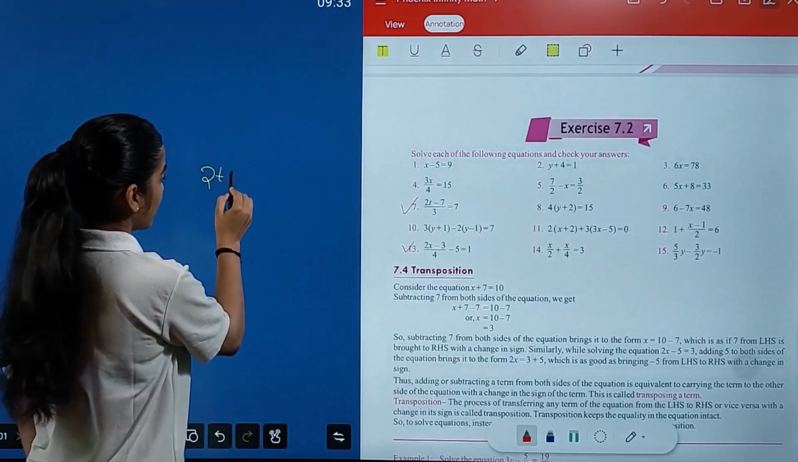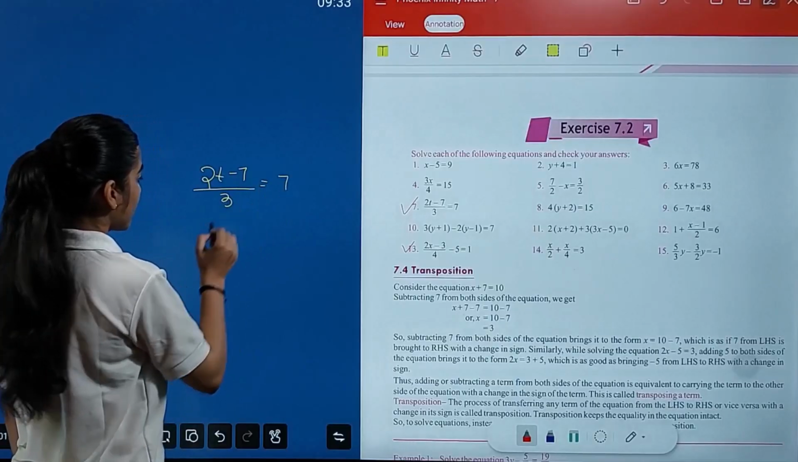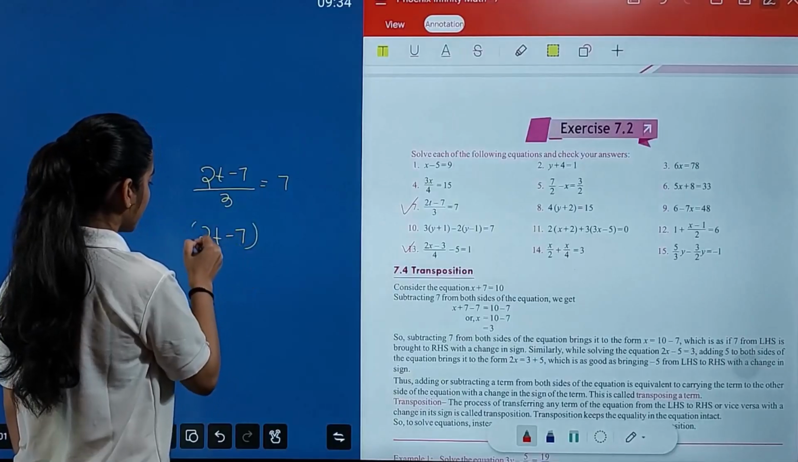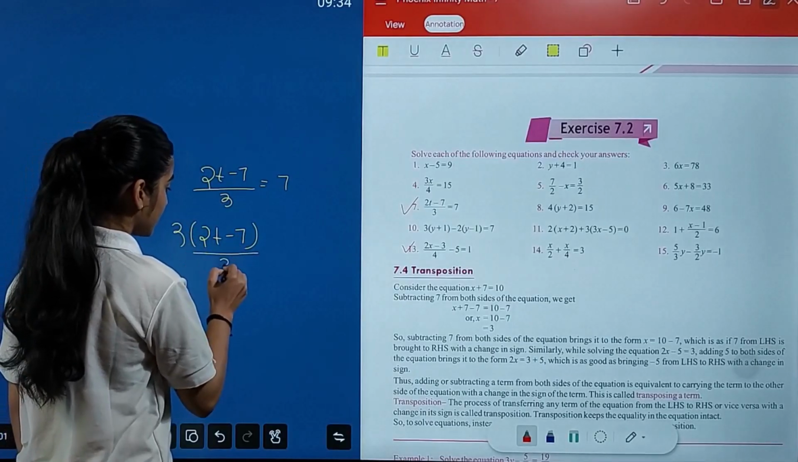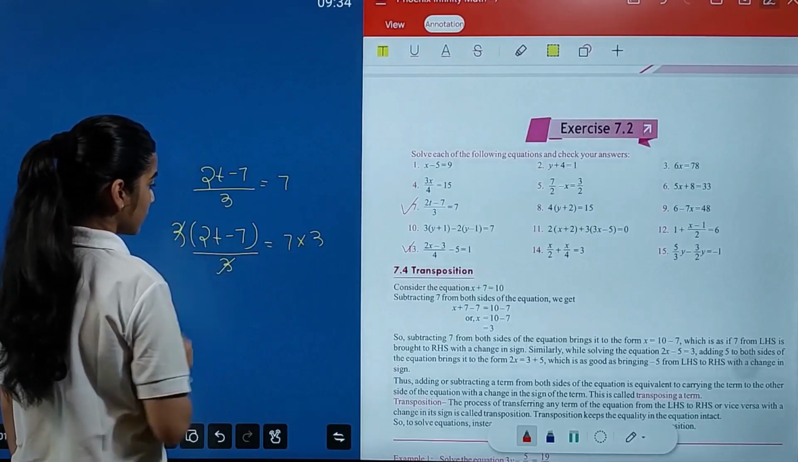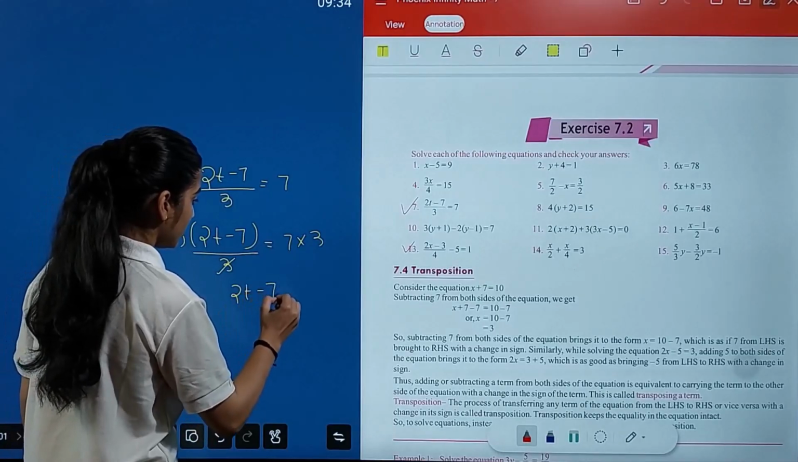(2t - 7)/3 is equal to 7. It means we have to multiply 3 on both the sides. (2t - 7) multiplied by 3 divided by 3, and 7 multiplied by 3. The 3s cancel out with each other. 7 3s are 21.